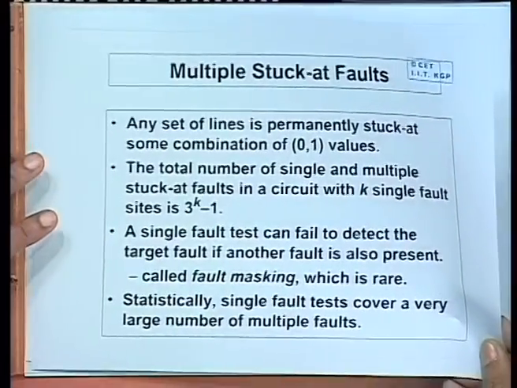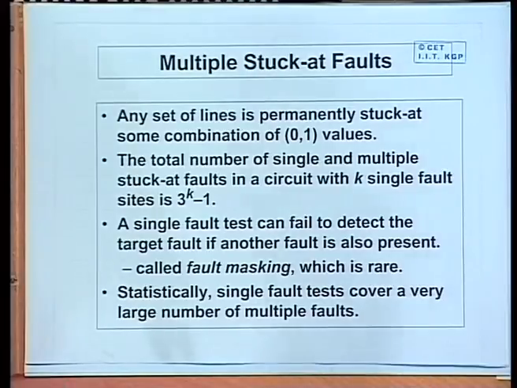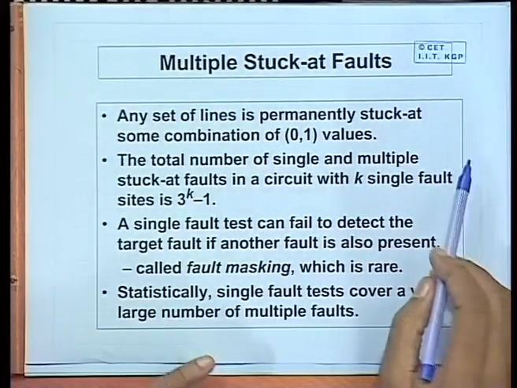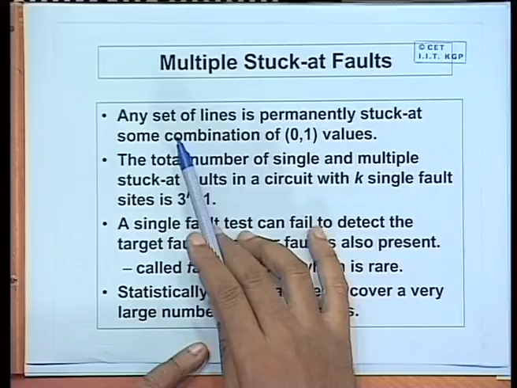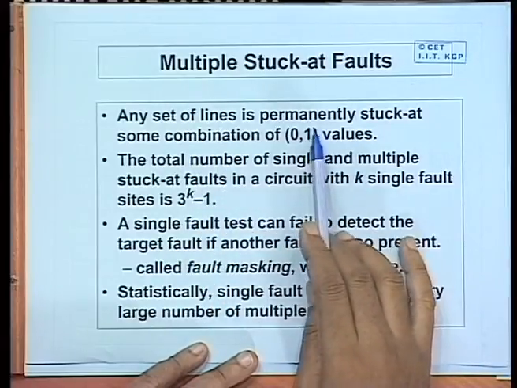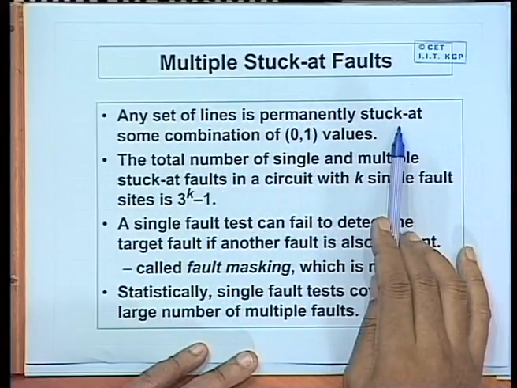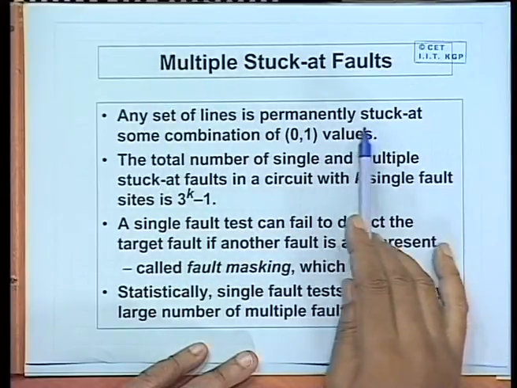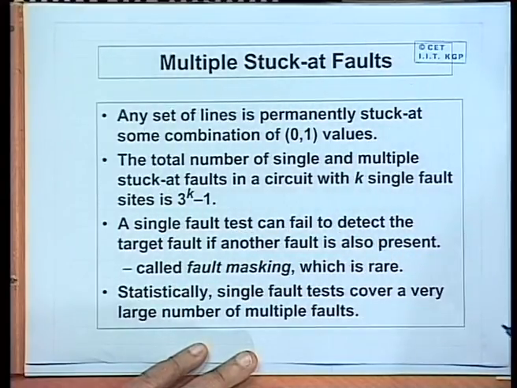So, in our last class we were talking about the single stuck at fault model. So, today we first talk a little bit about the multiple stuck at fault model before going on to other fault models. Now, the multiple stuck at fault model, as I had mentioned in the last class, is where we assume that more than one line in the circuit can have a stuck at failure. So, any number of lines can be stuck at 0 or stuck at 1.